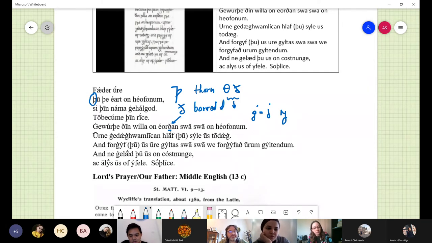What else? Can you see the word nama? This is name, it's still around. Thin is the word thine. This is the one that we discussed 10 minutes ago, right? Thin is Middle English thine. Yes. What else? You have the word willa, right, will. Thin is again thine. Eordan, earth. And you have a suffix there. What is the word swa? It is not schwa, it's swa swa.